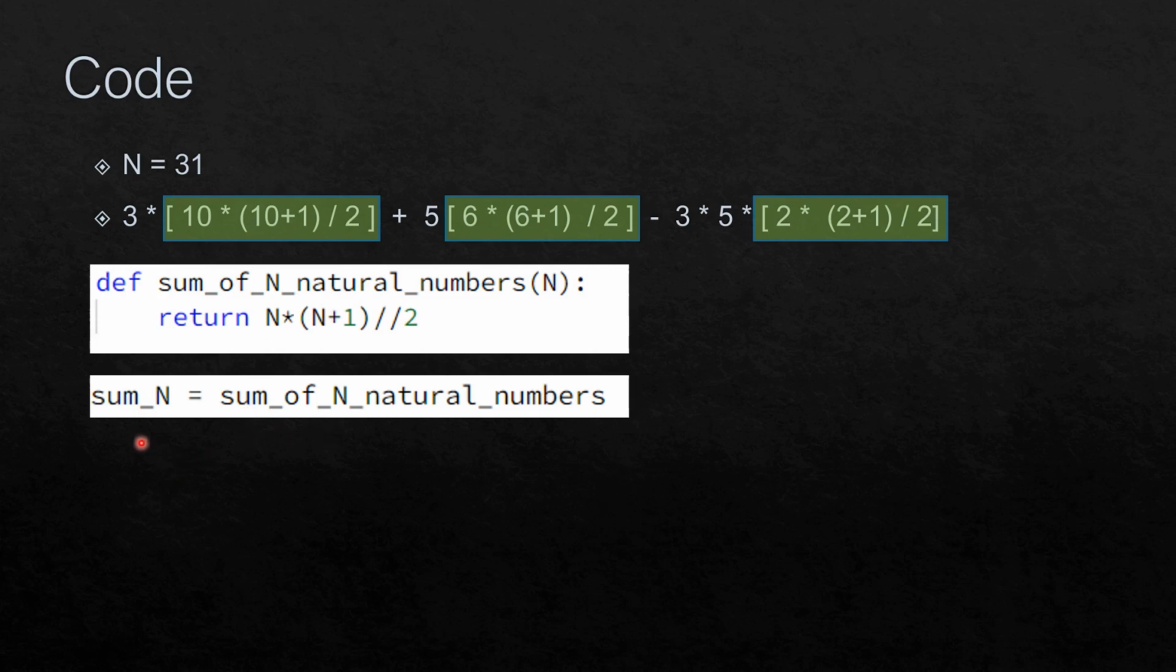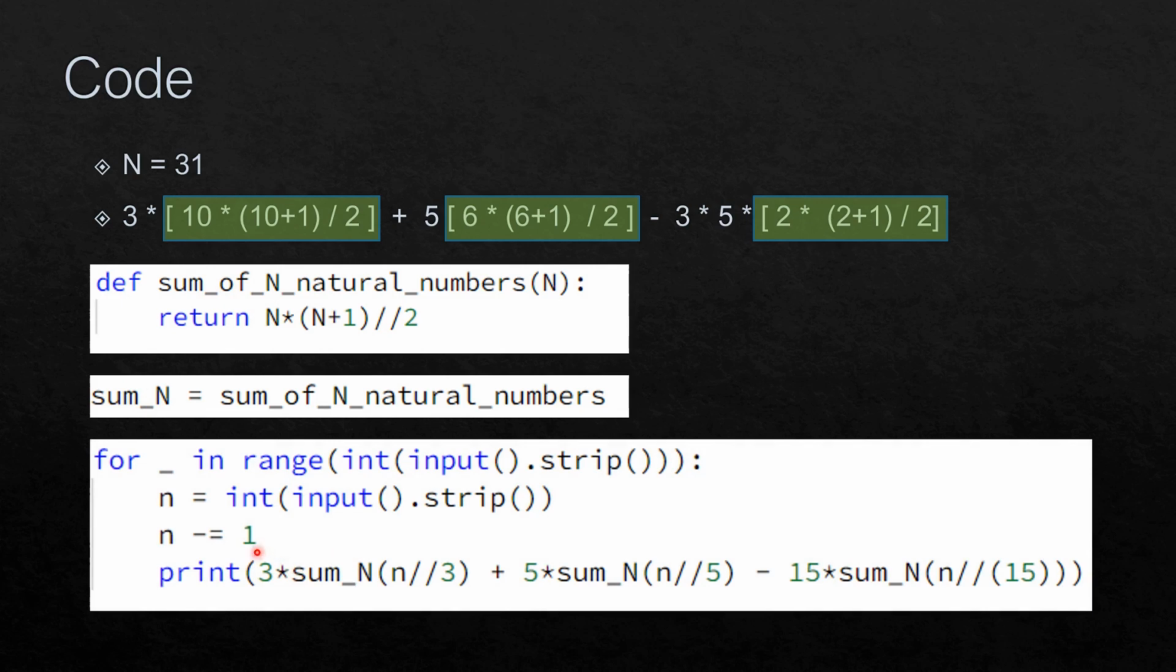Then I'm calling this function, because it's just an alias of this function. That's all. Now I'm reading the total test cases, and after that I'm looping through all the test cases, and for every test case I'm reading n, the n value, and then I'm subtracting 1 because we need to consider numbers less than n. For 31 we consider till 30 only. That's why I'm doing n is equal to n minus 1.